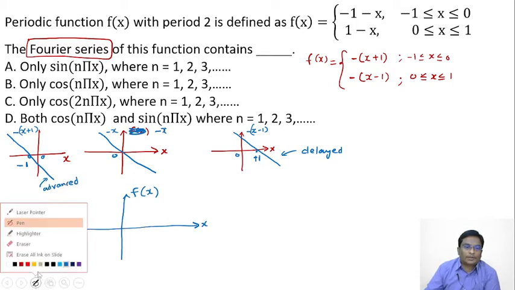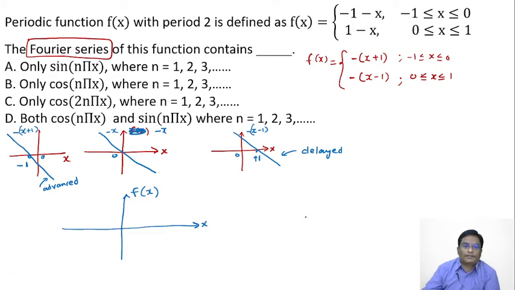Right now, let us plot the given signal. What is the given signal? F of x equal to minus of x plus 1 between the limits minus 1 to 0. Minus 1 to 0, this is the signal. Between 0 to 1, okay, this acts as minus of x minus 1. Okay, everyone notice here.